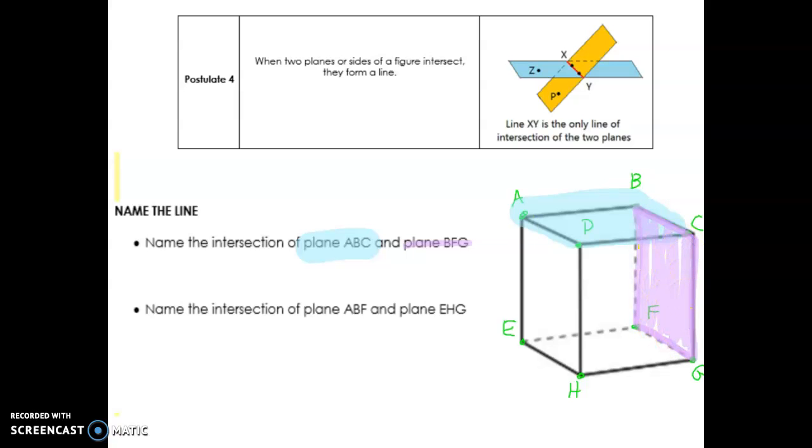So we're looking at the top part of our cube there and the right-hand side of our cube. You should be able to see where they come together. Think of it visually, those two pieces of paper, if you're ignoring all the other sides, they come together right here. So we're looking at BC.